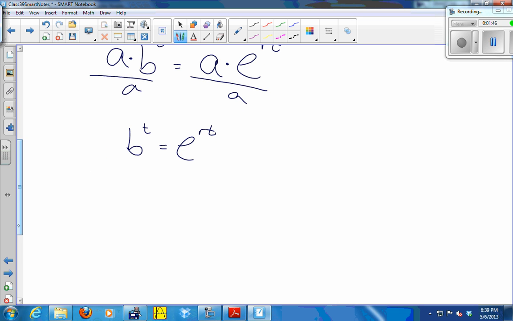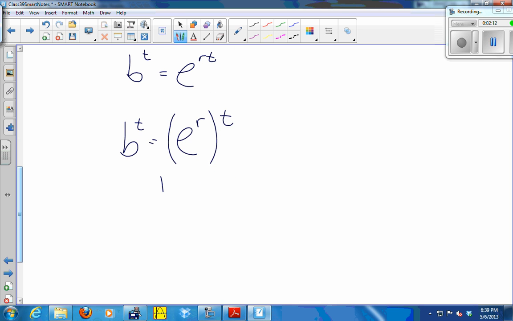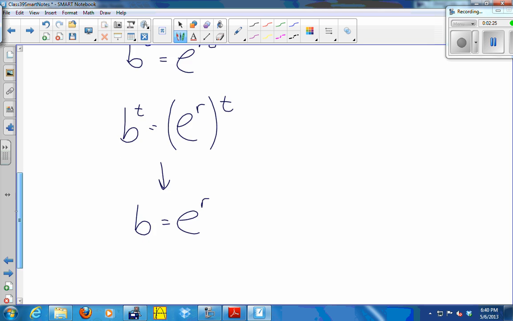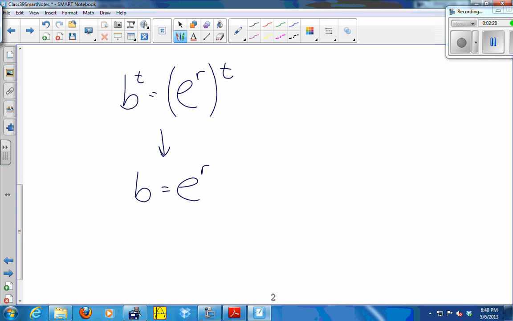Well, e to the rt could be rewritten as (e to the r) to the t, right? Because when you raise a power to a power, you multiply the exponents. So if b to the t has to equal (e to the r) to the t, what two things have to be equal? b and e to the r have to be equal. From this step to this step, if something to the t equals something different to the t, then my two things have to be equal. So if I know r, I can raise e to it and I get b.